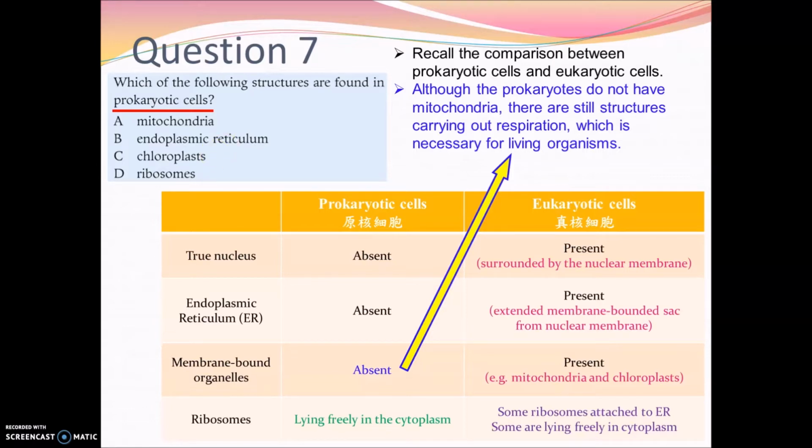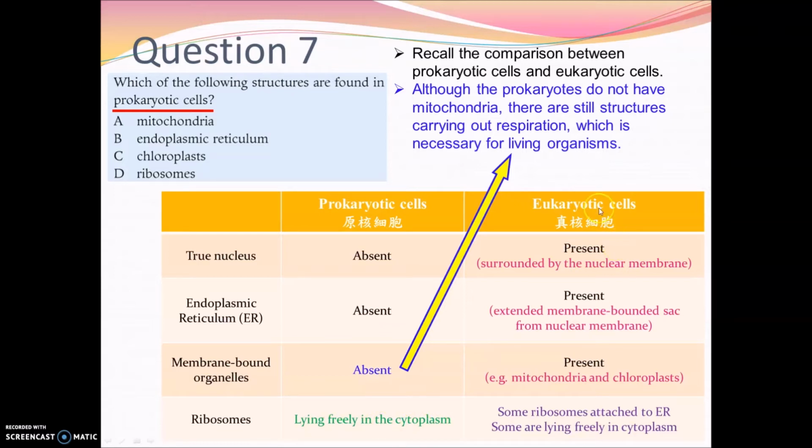And for the last part, it is about the ribosome. According to the table, we know that both prokaryotic cells and eukaryotic cells contain ribosomes. So the question is not about presence or absence. It's talking about where they are, or the size of the ribosome. For the prokaryotic cells, the ribosomes are smaller and they are lying freely in the cytoplasm. They are free floating.